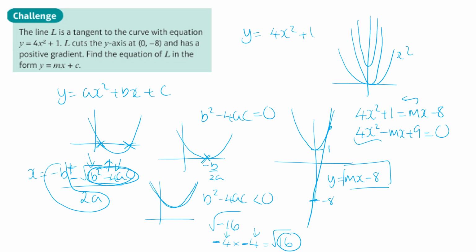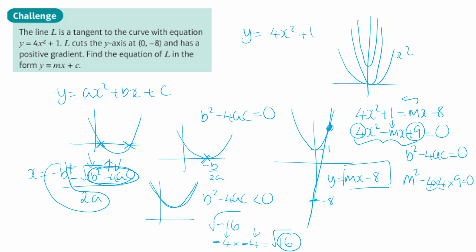Now this quadratic, when we put everything to one side, in order to have a tangent, must have just the one root, and that means the b squared minus 4ac has to equal 0. So b is our m, well it's minus m, but we're going to be squaring it, so that's m squared minus 4 times 4 times 9, because a is 4 and c is 9, and that has to equal 0 for us to have a tangent.